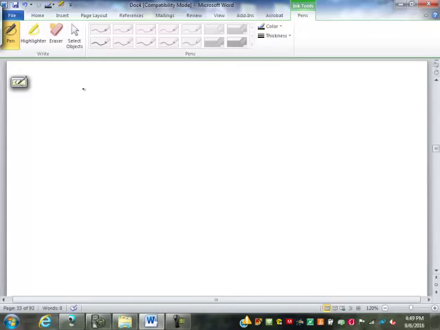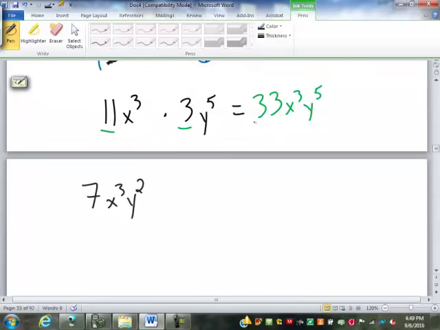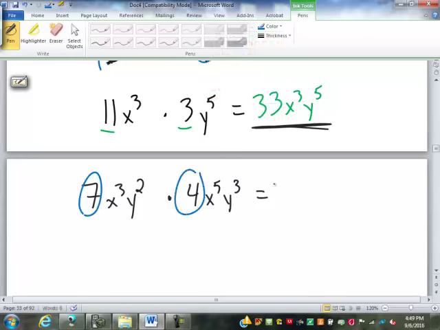We saw up here that it's possible to have x's and y's in their names. So what if I start out with 7x to the third y squared times 4x to the fifth y to the third. I combine the counts. What's 7 times 4? 28. And now I'm going to do each name separately. X to the third times x to the fifth is x to the 8th. 3 plus 5 makes 8. And then y to the fifth. Good. 2 plus 3 makes 5.